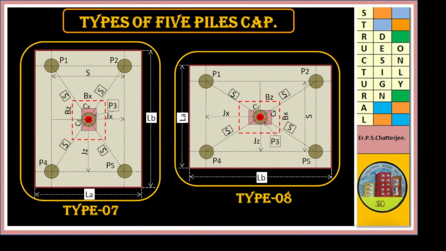Types of 5 pile cap. This is our type 7 in Z direction. This is our type 8 in X direction.